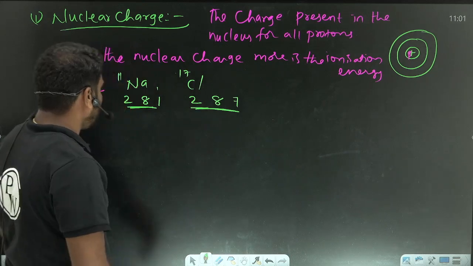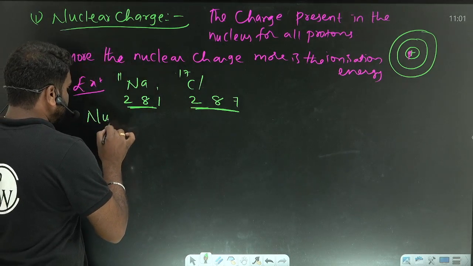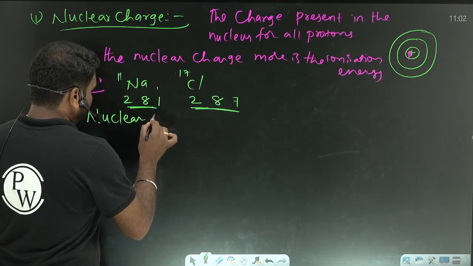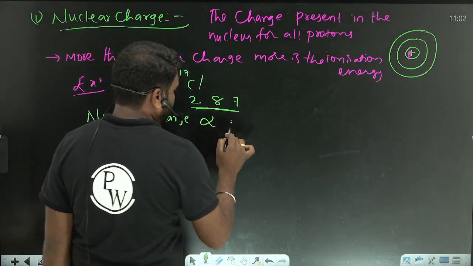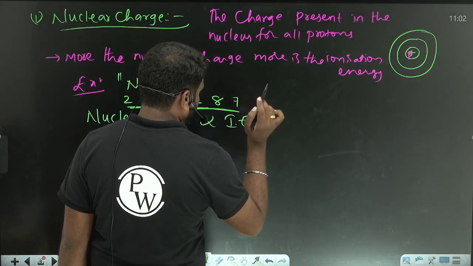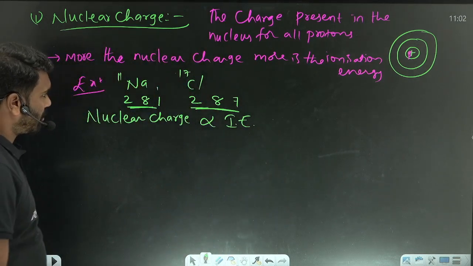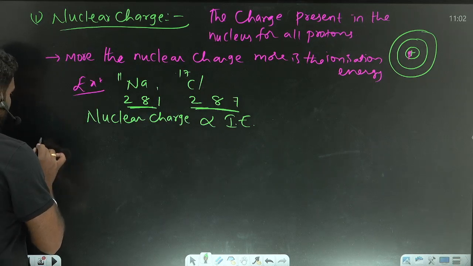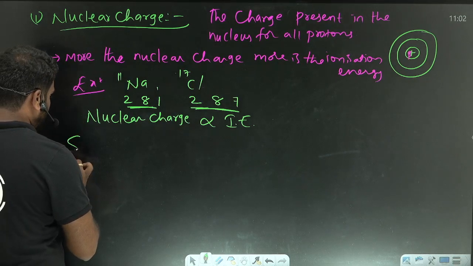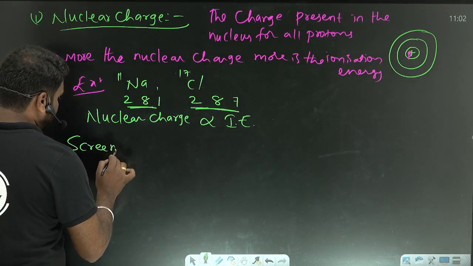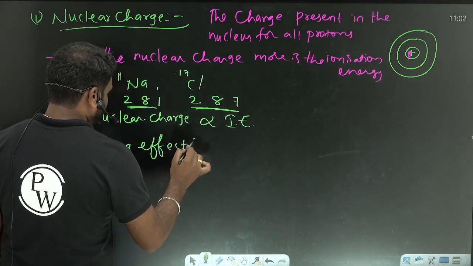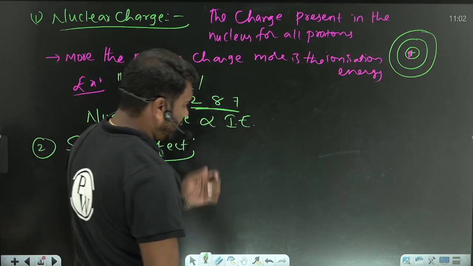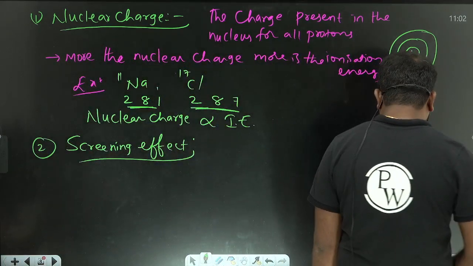So what can we write here? Nuclear charge is directly proportional to the ionization energy. Ionization energy is directly proportional to the nuclear charge. And the second one is the screening effect, which is also said to be shielding effect.